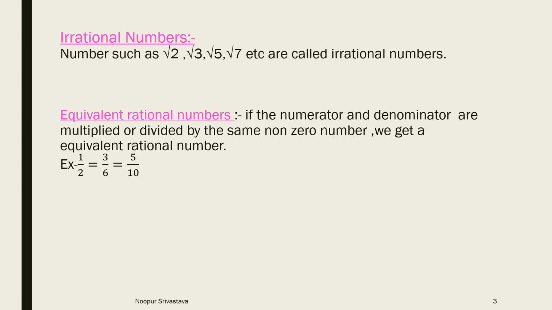So let us understand 1 by 2. In this rational number, I have multiplied 3 in the numerator and 3 in the denominator. So we are getting 3 upon 6. If to the same rational number 1 upon 2, I multiply 5 to the numerator and 5 to the denominator, we will get 5 upon 10. So 1 by 2, 3 by 6 and 5 by 10 are called equivalent rational numbers.